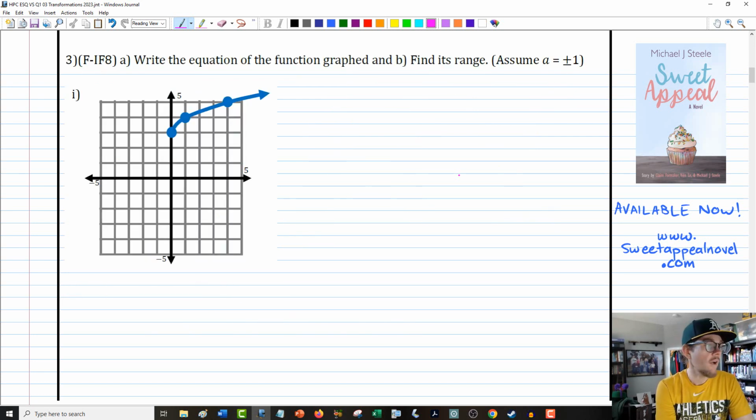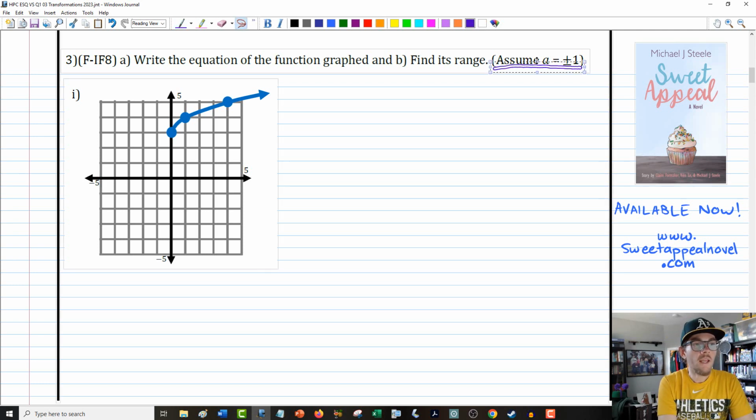And with that said, we can go ahead and kick things off by doing our first of 2 problems, if not just doing the second of those 2 problems. So in question 3, you're asked to write the equation of the function graphed as well as to find its range. So in this case, we're asked for range. On the second one, maybe it'll be domain. We'll have to see.